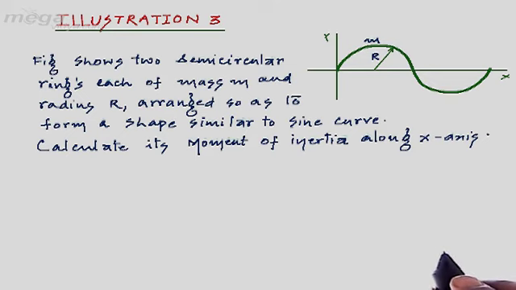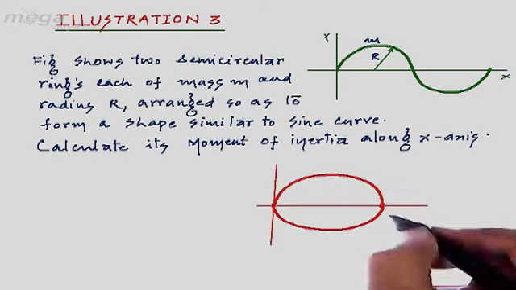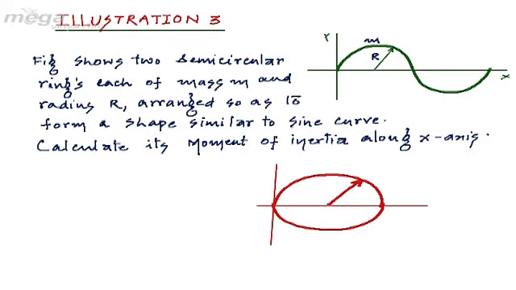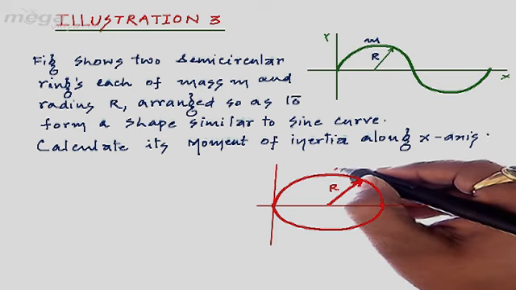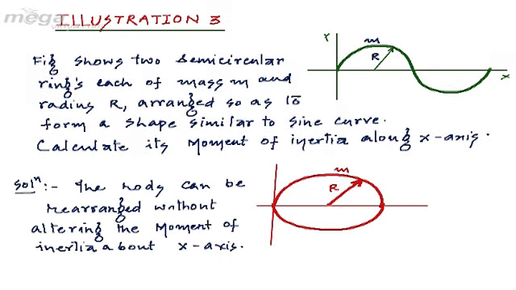Now, in order to solve this problem, we can rearrange the rings to form a complete ring. Let's see the figure. The rings can be rearranged as shown in the figure. They can be taken as a complete ring of radius r, and this can be done without altering the moment of inertia. Now this becomes a circular ring of radius R and mass 2m.